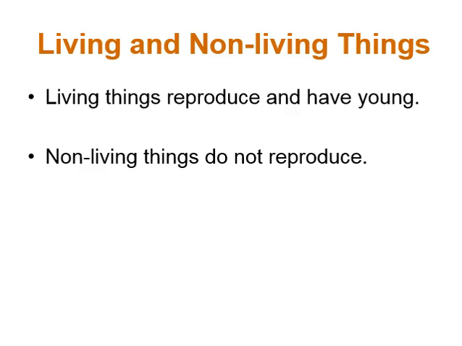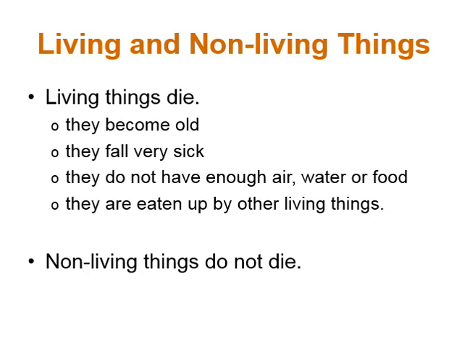Cats would want to have babies so that there are more cats in the future. Like humans, right? Sorry, cats have kittens. Cats don't have babies. And humans have babies because we would like to have more humans in the future. Okay, so living things reproduce and have young. Non-living things do not. Living things also die.